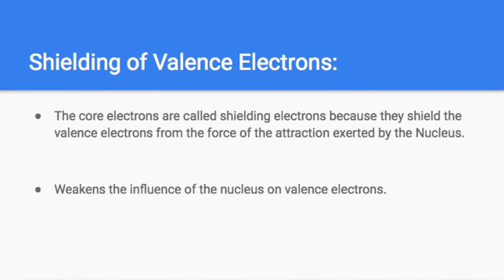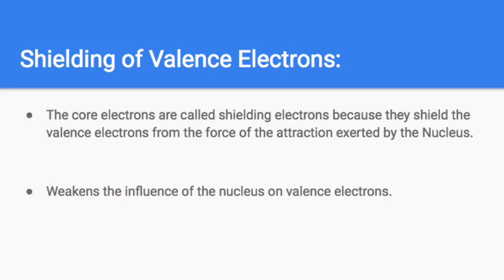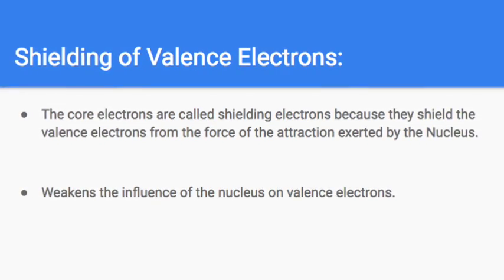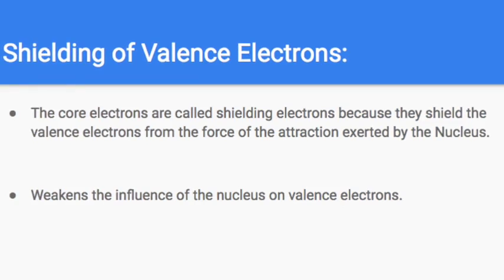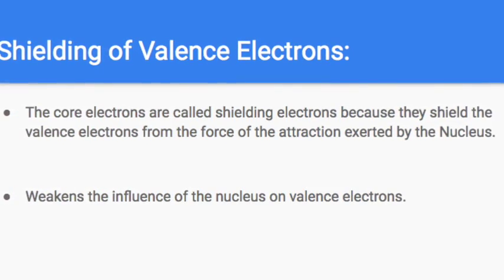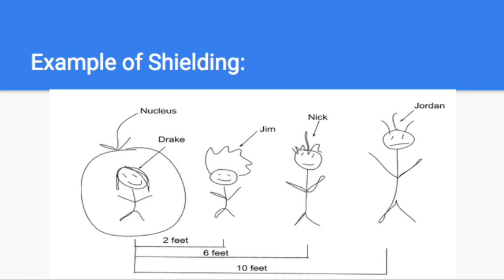Shielding of valence electrons. The core electrons are called shielding electrons because they shield the valence electrons from the force of the attraction exerted by the nucleus. That weakens the influence of the nucleus on valence electrons between different energy levels.